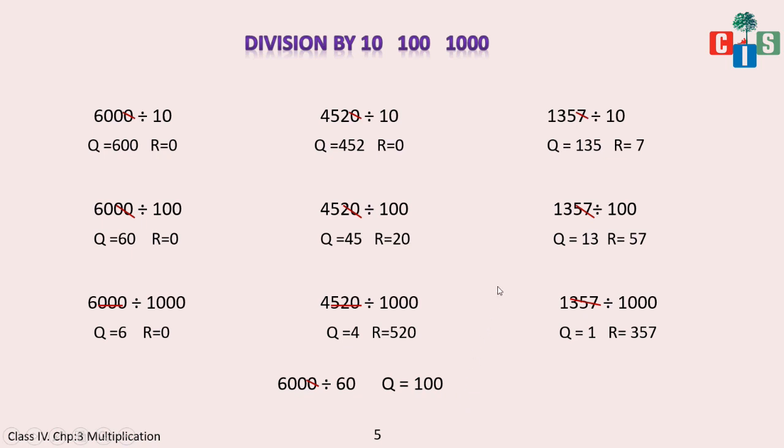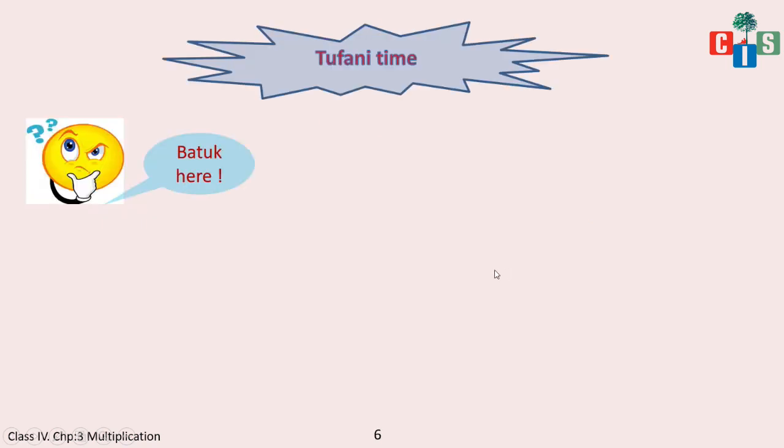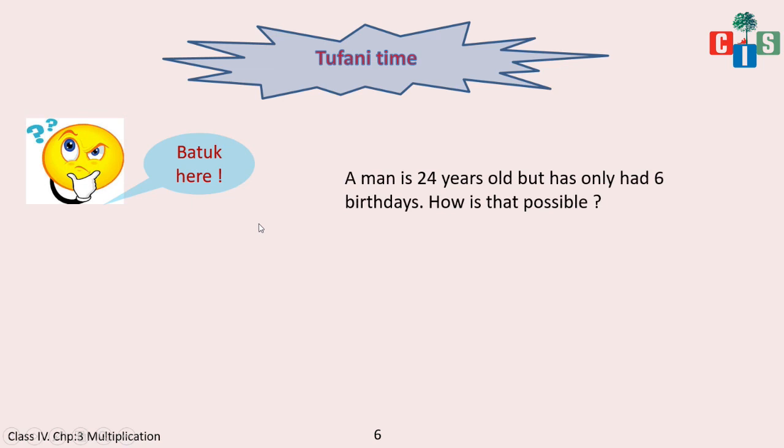Okay. Fine. Now it's your time. It's your funny time. And Batuk is again confused with a question. He says a man is 24 years old but has only had 6 birthdays. How is that possible? Even I don't know how that is possible. Children, do think on it and let me know. I will let you know the answer after 2 videos, as comments are off. In the next 2 videos, you will solve sums on division.